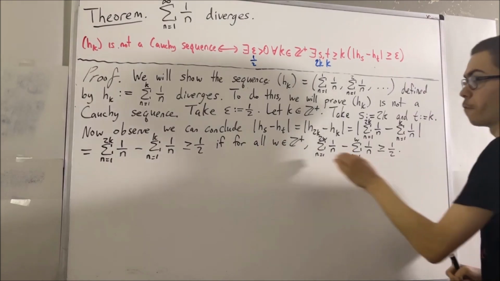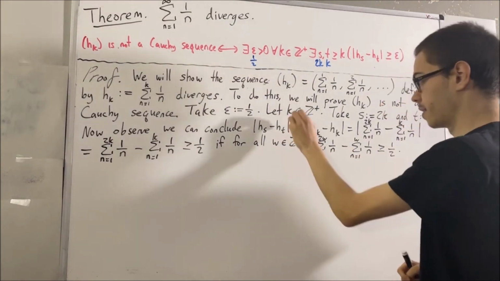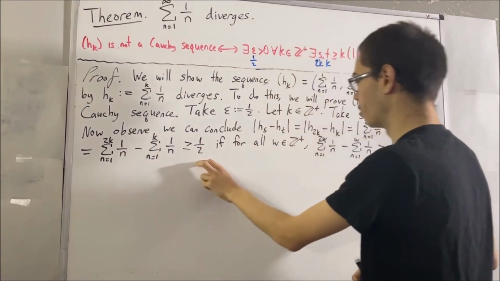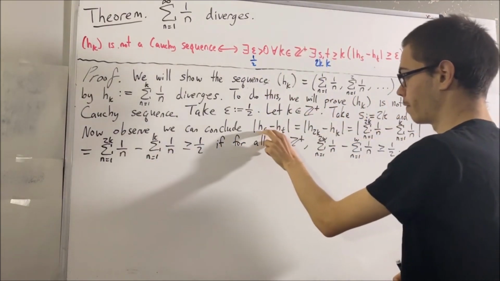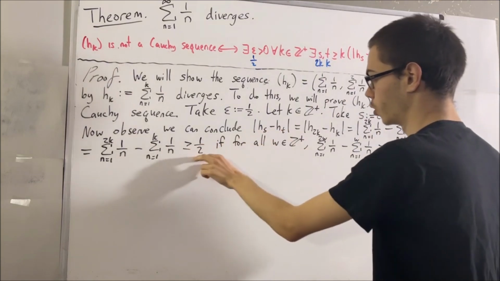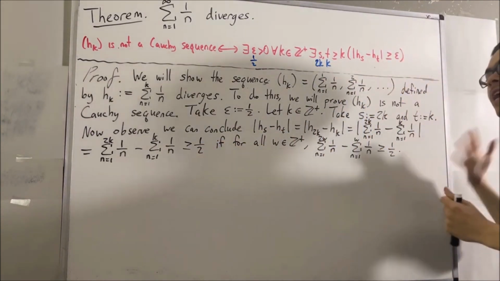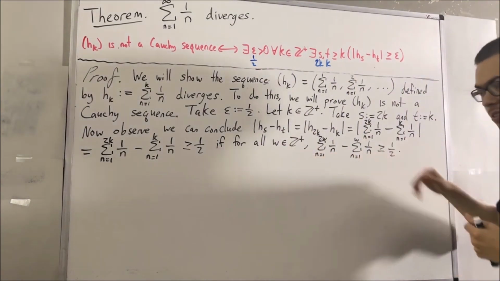If this is true for every positive integer, well then, since k is a positive integer, it will follow that this is true. So we will indeed have that the absolute value of hs minus ht is greater than or equal to 1/2, as we want it to be. So now it suffices to show that this is true.